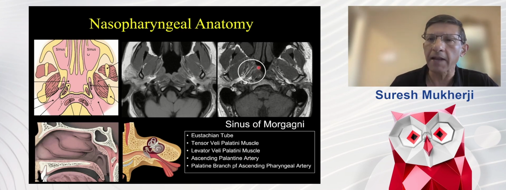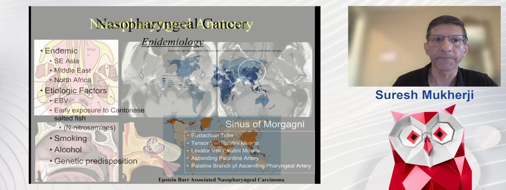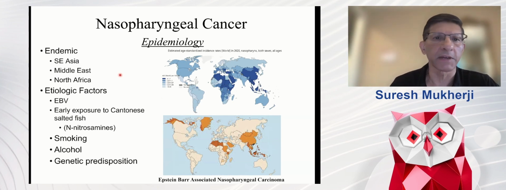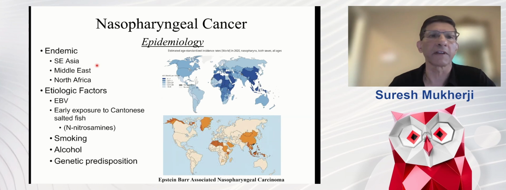So the applied anatomy that we always have to remember is this area of the sinus of Morgagni, and this is why we have this, which allows these specific structures to provide function to the nasopharynx. So when we talk about nasopharyngeal carcinoma, it is endemic in certain parts of the world. So there are various etiological factors. As I mentioned before, part of it is endemic, and it's felt to be more prominent in Southeast Asia, the Middle East, and North Africa. And in large part, it's due to Epstein-Barr virus.